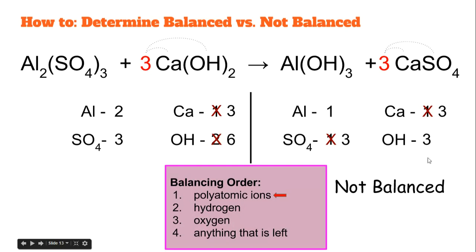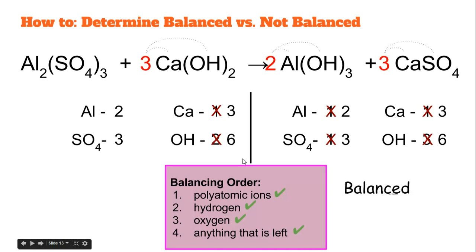Okay, now on the product side, I'm going to use a 2 to get this to a 6. So put 2 in front of the aluminum, gets distributed to both. We get Al2, and then 2 times 3 for the hydroxides. We get 6 hydroxides. Polyatomic ions are now balanced. Hydrogens are balanced. Oxygens are balanced. Anything that's left is balanced. So the entire reaction is now considered to be balanced.